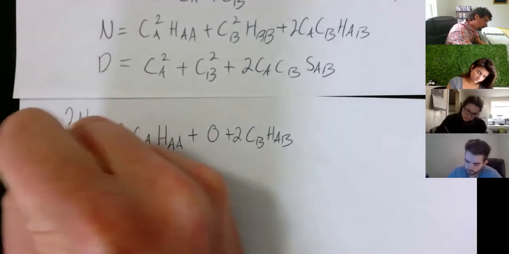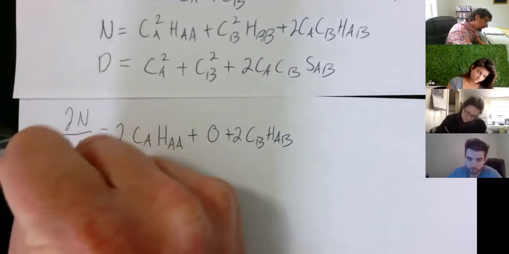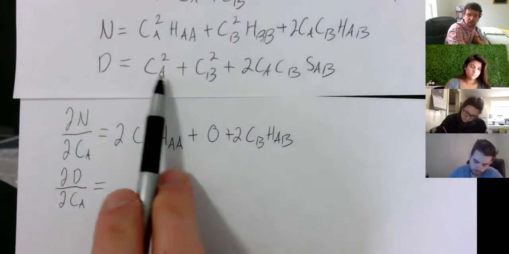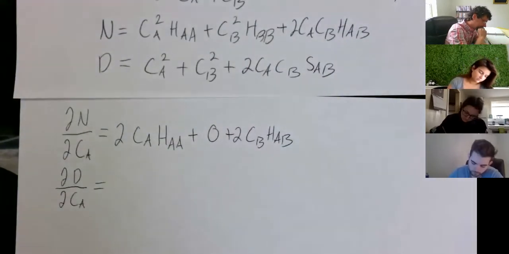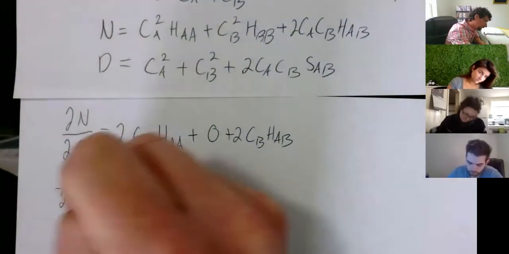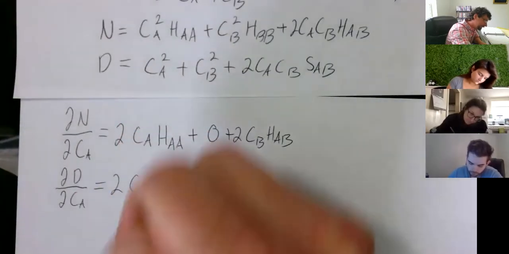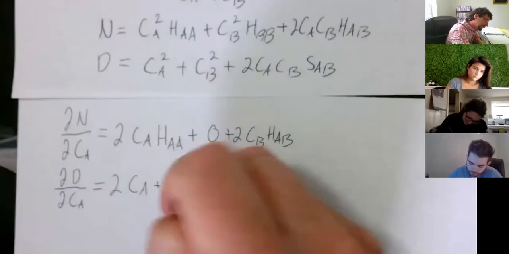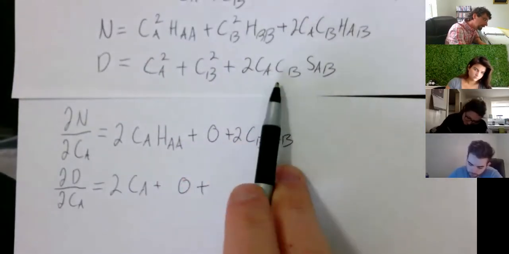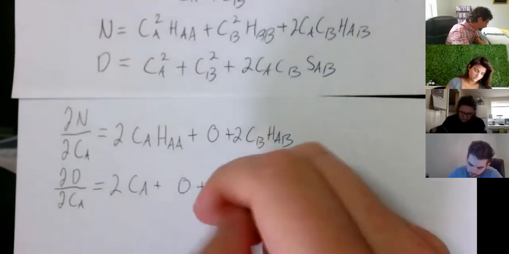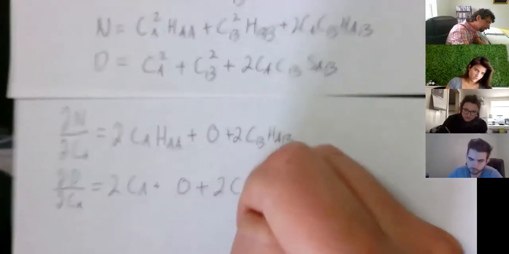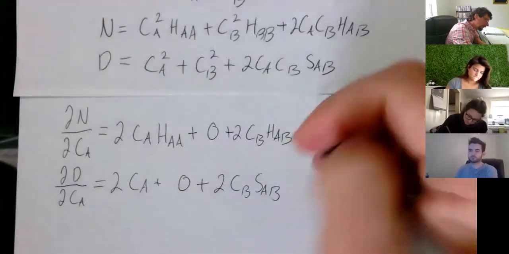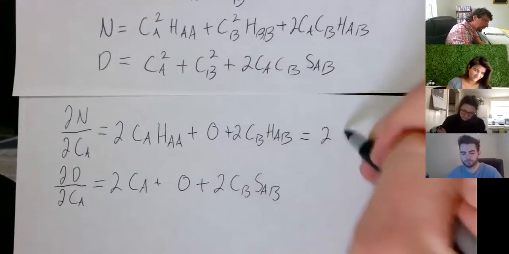And if we do the derivative of D with respect to CA, what are we going to get out of the first term? 2CA. This term? 0. Last term? 2CB SAB. Yep, this is with respect to CA. Okay. So we get the following, right?